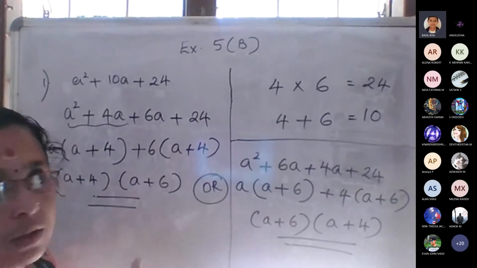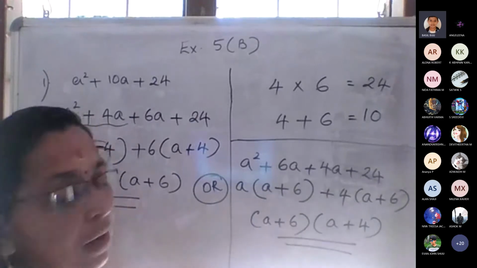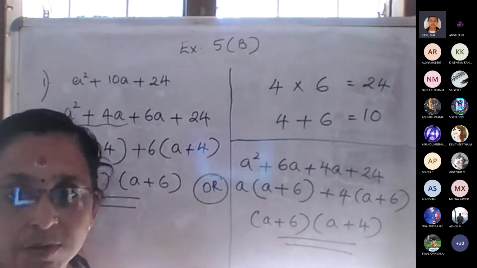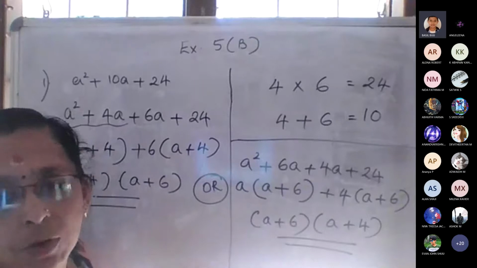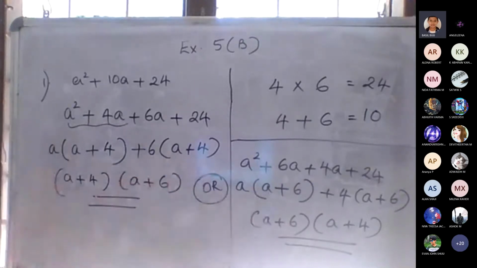Understood? Don't think, may I write a plus 6 first and a plus 4 next, may I write like that way? Don't ask. Both are the same. A plus 6 into a plus 4 and a plus 4 into a plus 6, both are the same. So you can use any one method.